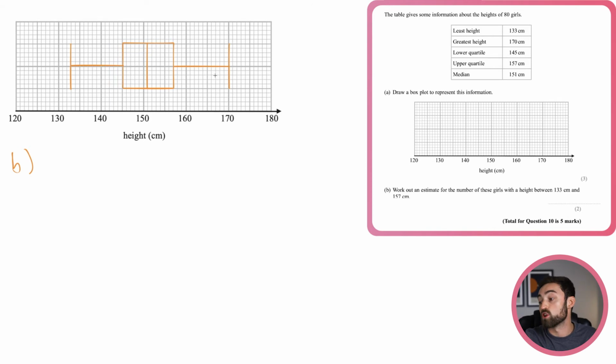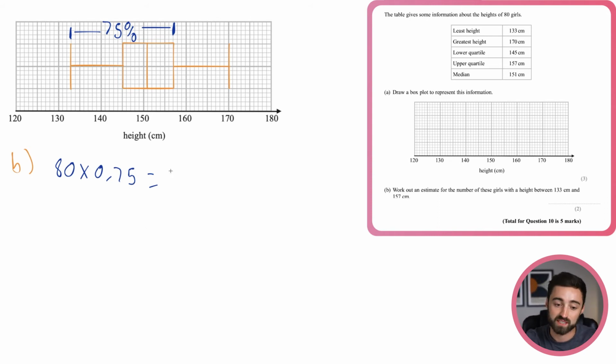And it says an estimate for the number of these girls with a height between, so look at the bounds that they want here. They want between 133 and 157. But we know that that's exactly the smallest and the upper quartile, meaning that I know that 75% of the girls must lie in this bound, right? So basically, I just need to work out the total number of girls and then 75% of them. So the total number of girls is 80. To work out 75% of those, I just need to times it by 0.75, or 3/4. 1/4 of 80 is 20, so 3 of those quarters is going to be 60 girls, and that is going to be the answer.